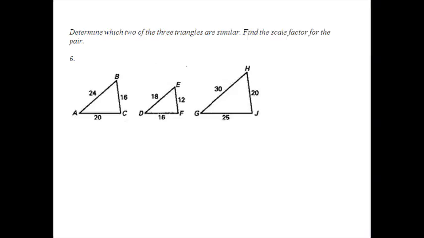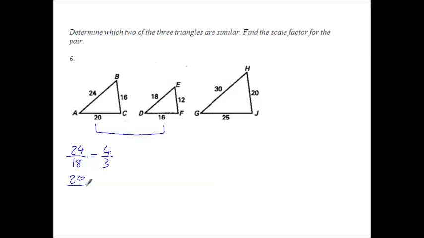Moving on, we can also determine which triangles are similar and which aren't. In this example, we have 3 triangles given, and we are supposed to determine which 2 of these 3 triangles are similar, and then find the scale factor for the pair of triangles that are indeed similar. So let's at first compare our 2 triangles here on the left. The largest sides, 24 over 18, give us a ratio of 4/3.